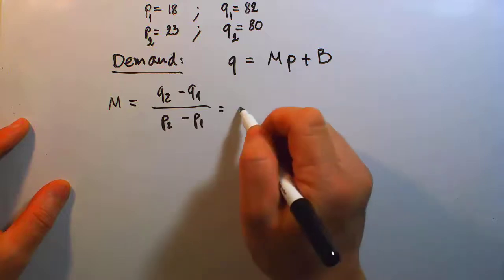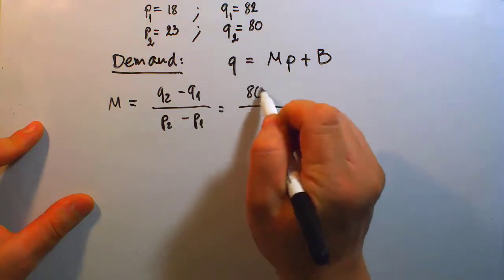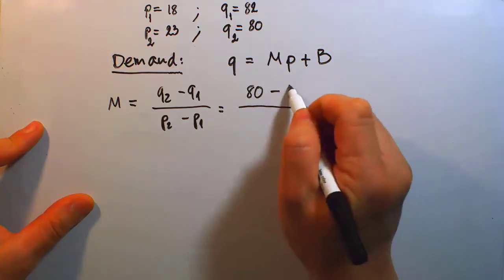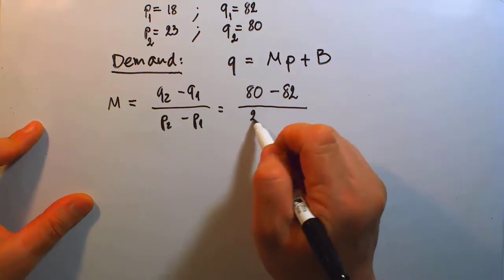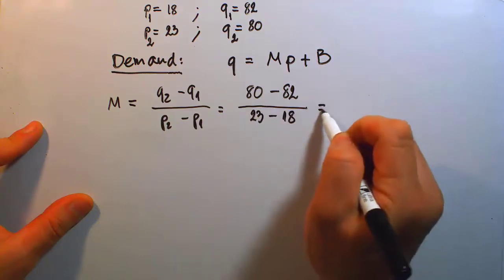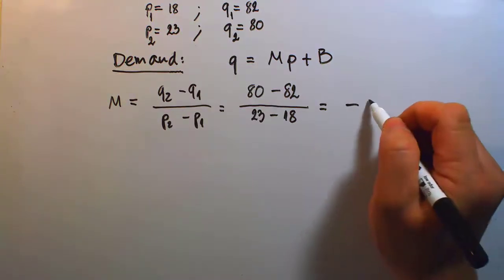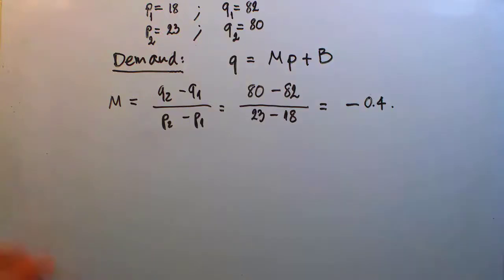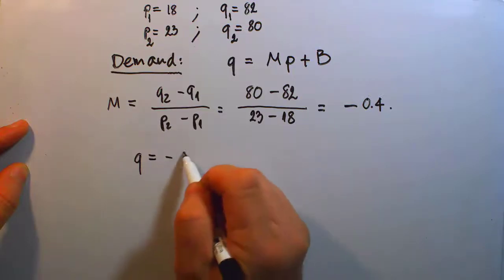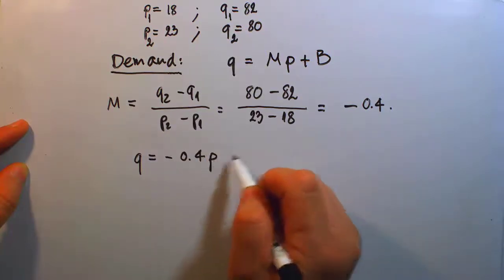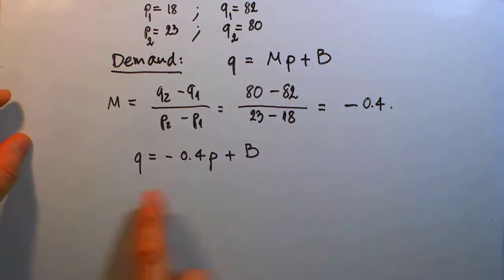Now into my equation, the slope is going to be the calculation setup 80 minus 82 divided by 23 minus 18. The final calculation comes out being negative 0.4. So now our demand equation is halfway done. Q equals negative 0.4 times P plus some y-intercept value.